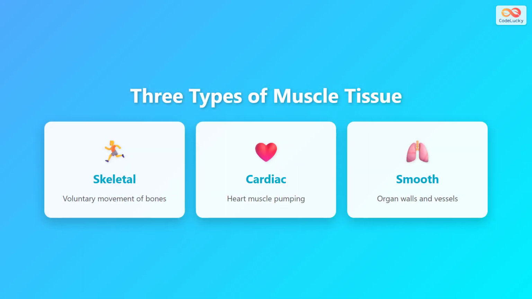The 3 types of muscle tissue serve different purposes. Skeletal muscle is responsible for voluntary movement of your bones. When you decide to walk, wave, or pick up an object, you're using skeletal muscles. Cardiac muscle is found exclusively in your heart, where it contracts rhythmically to pump blood throughout your entire life. Smooth muscle is located in the walls of your organs and blood vessels, performing involuntary functions like moving food through your digestive system.